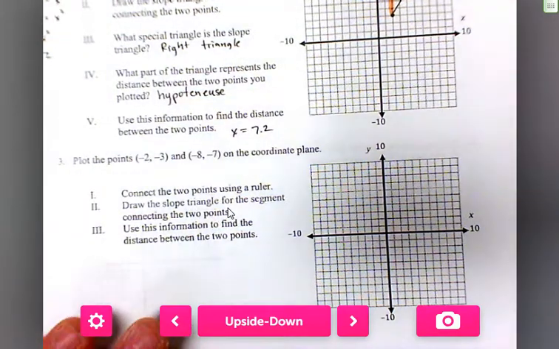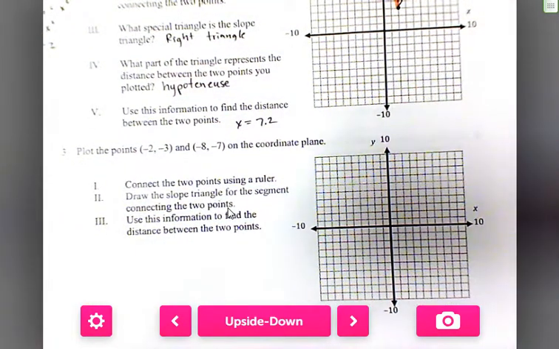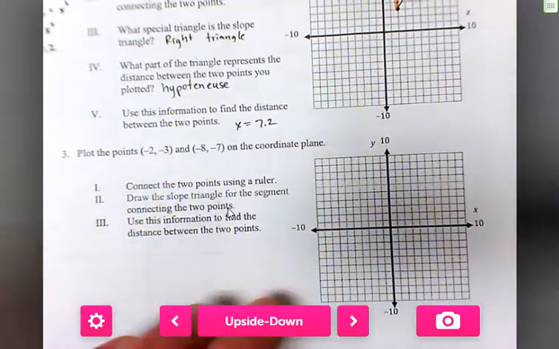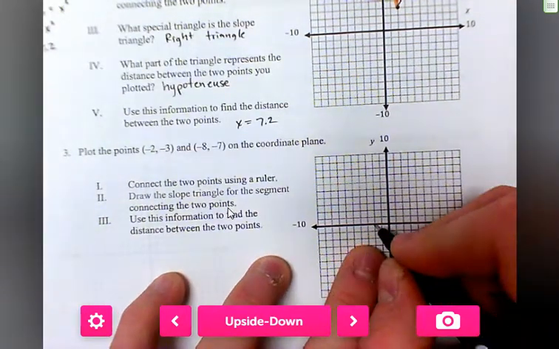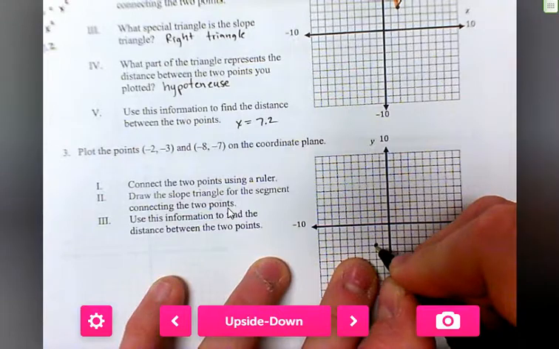All right, for number 3, we're going to do basically the same thing. Okay, so let's do that together. We're going to do negative 2 over, negative 3 down.